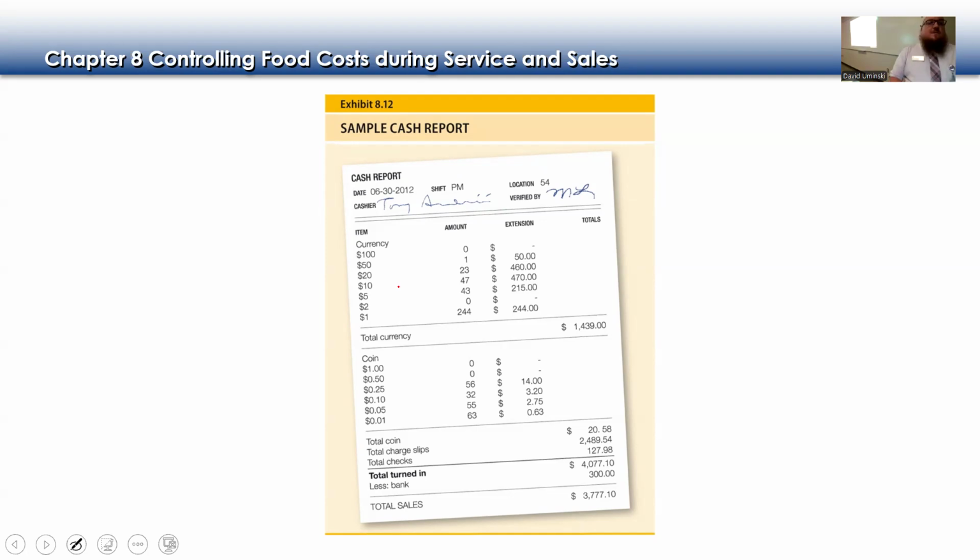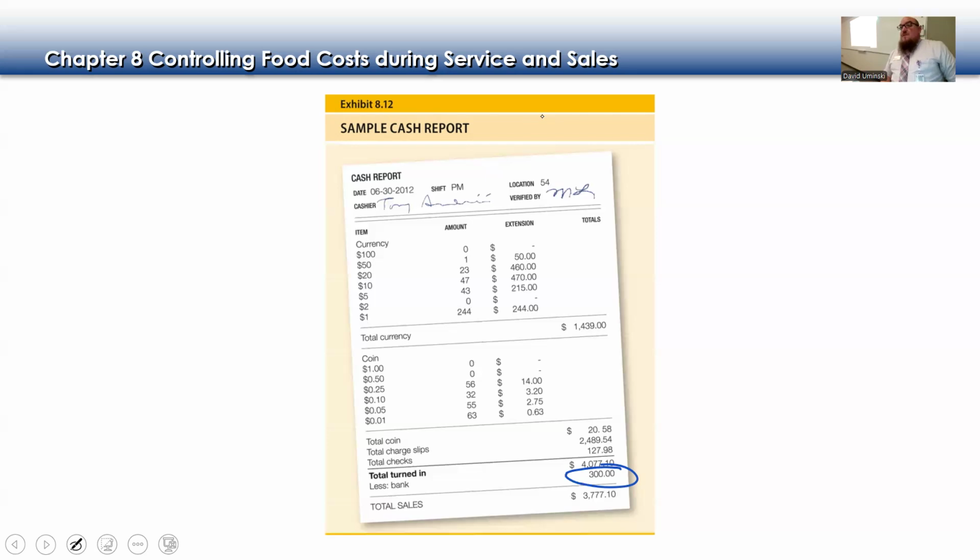So we have this concept of a bank. What does that mean, bank? How much money on hand you have from your bank? Yeah, it's how much money you have on hand at what point of the shift, at the beginning or the end? At the beginning, okay. We have to have some kind of money at the start if somebody pays with cash to be able to give them change. So that's our bank.